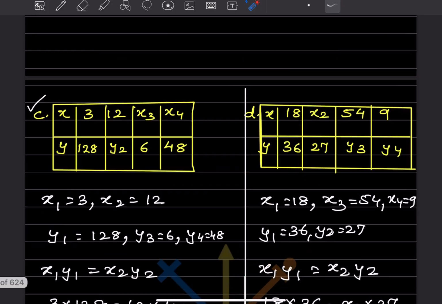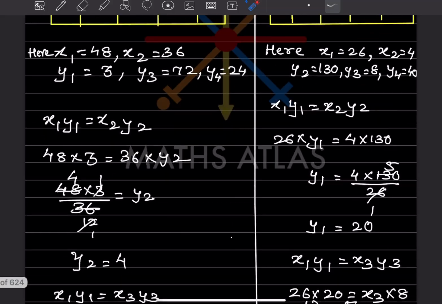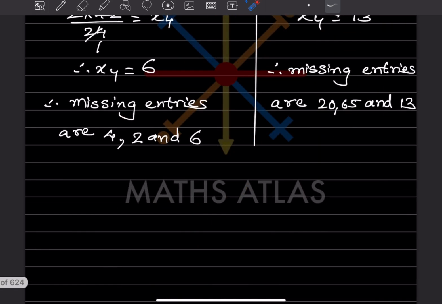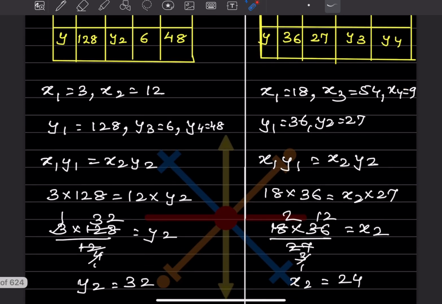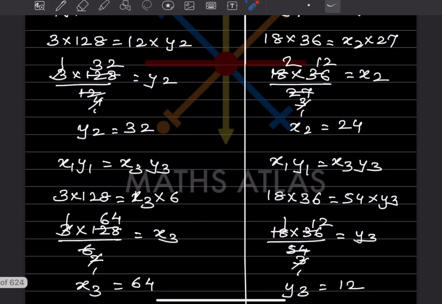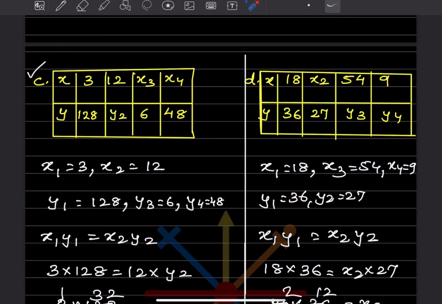Now they have said you have to find the missing entries, and which among the following has 64 as one of the missing values. So now you check all the missing entries you got. Here you cannot see 64, but we can see 64 over here. That is the C part.